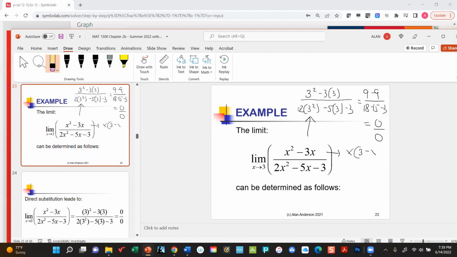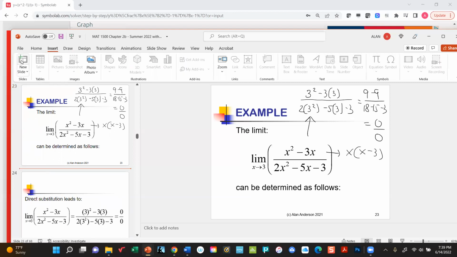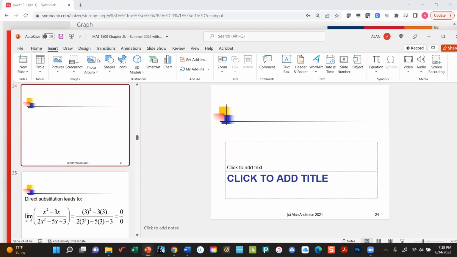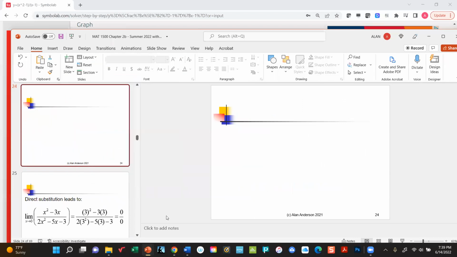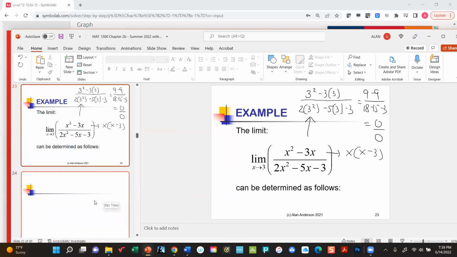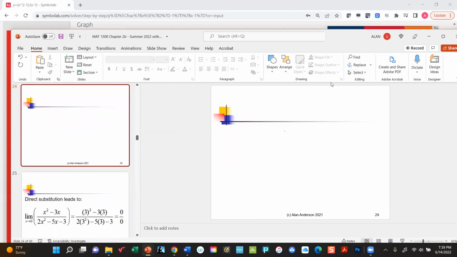Actually, let's write it like this. It's x times x minus 3. So the question is whether or not we can factor x minus 3 out of the denominator. Now, you might have forgotten how to do this, but there is a way we can check this. This might bring back some memories. You've got 2x squared minus 5x minus 3. We're trying to see if we can divide x minus 3 into it.